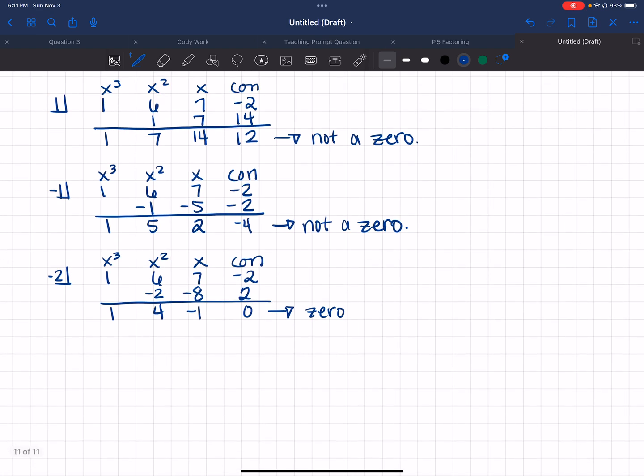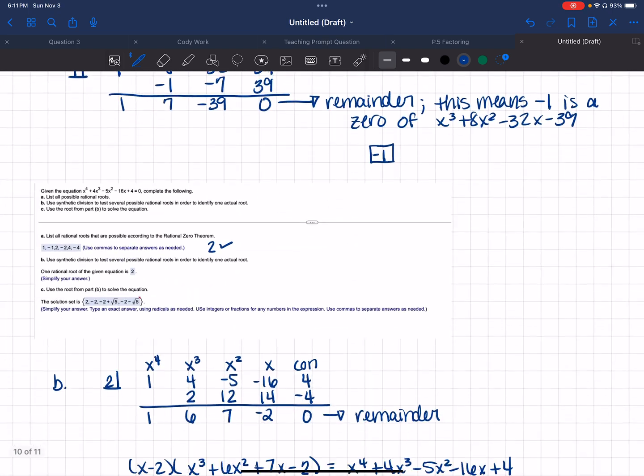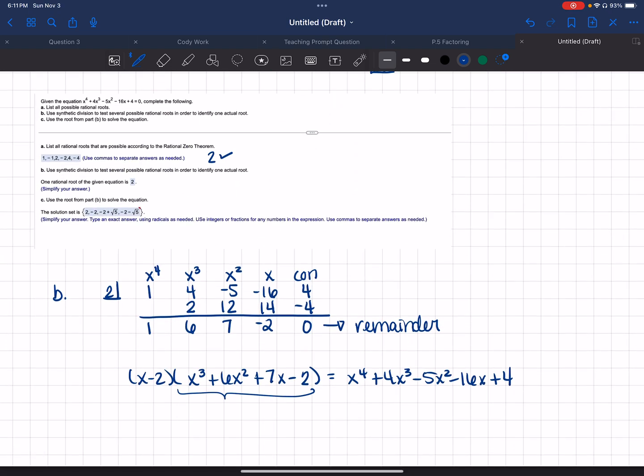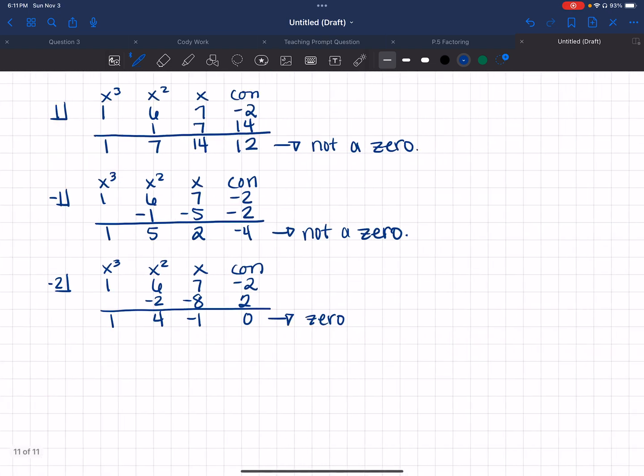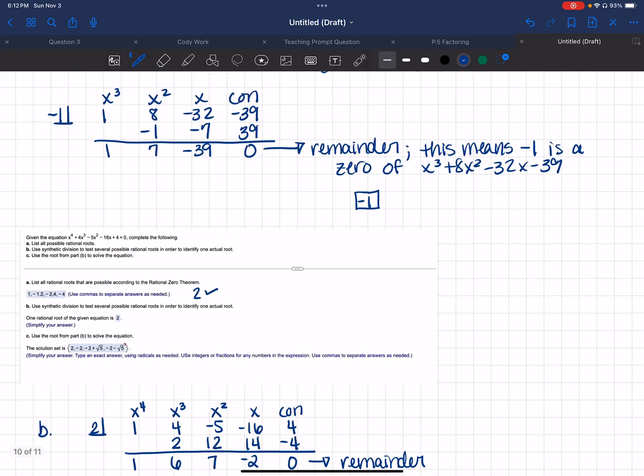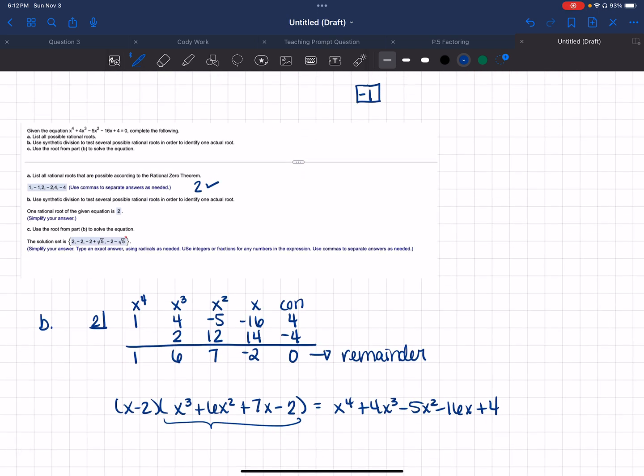So now I have, what was my other factor I had? I had x minus 2. So this is going to be x plus 2. So x minus 2 times x plus 2 times x squared plus 4x minus 1. And remember, all of that equals our big polynomial we started with, which was x to the 4th plus 4x cubed.